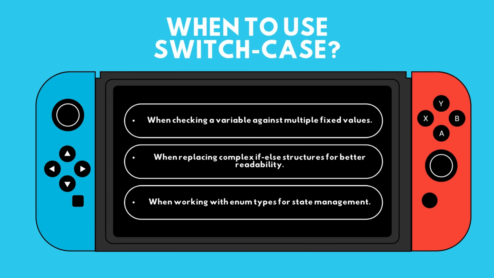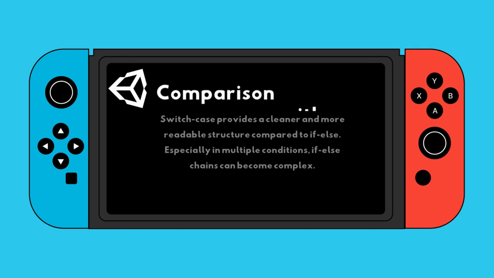When to use switch case? 1. When checking a variable against multiple fixed values. 2. When replacing complex if-else structures for better readability. 3. When working with enum types for state management.